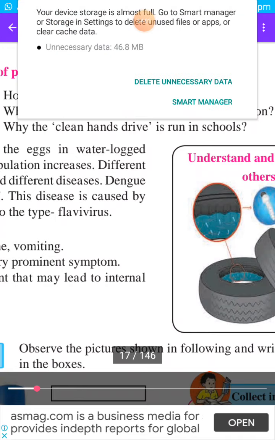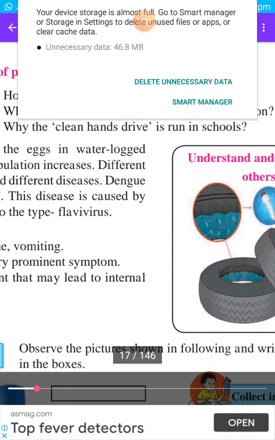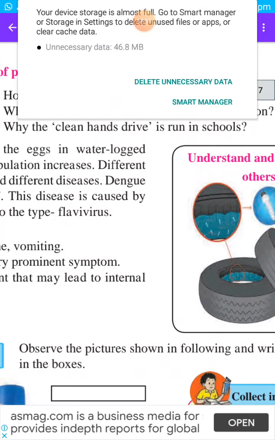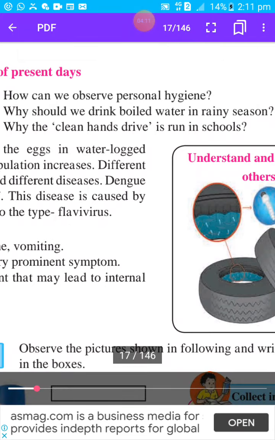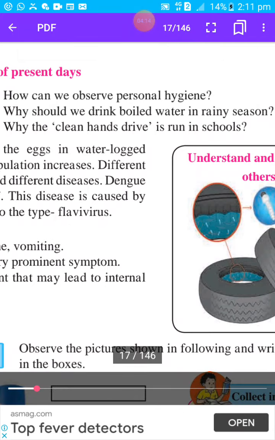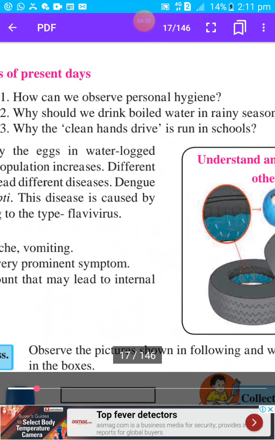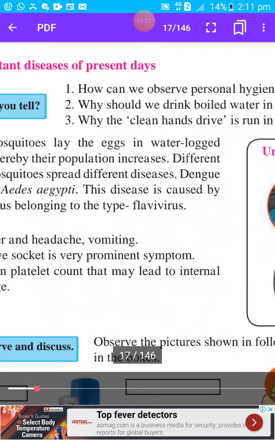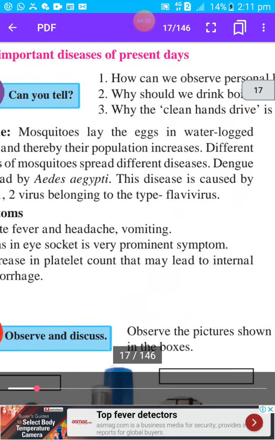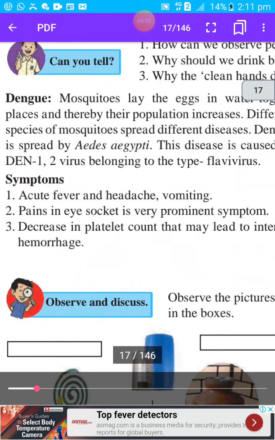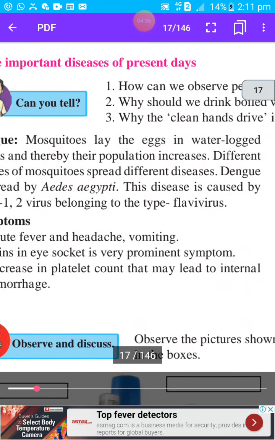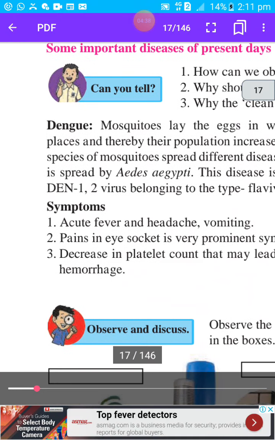So we should boil the water for at least 20 minutes. Then that will clean the water and kill almost all the disease-causing microorganisms. Then why is the clean hands drive run in the school? Many times our hands may contain many microorganisms or pathogens which can cause diseases. So we should always clean our hands. That's why there is a clean hands drive.